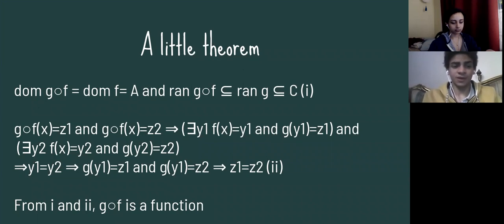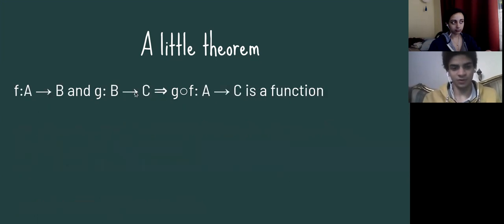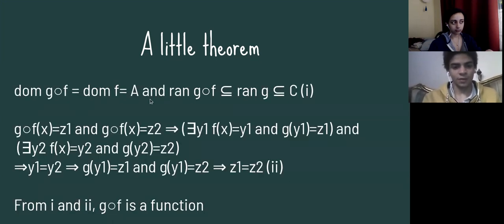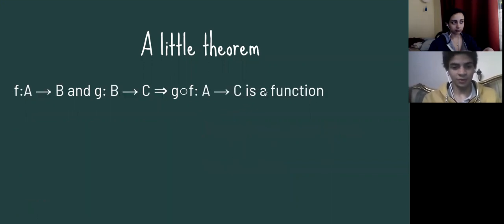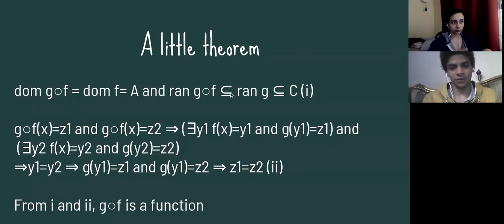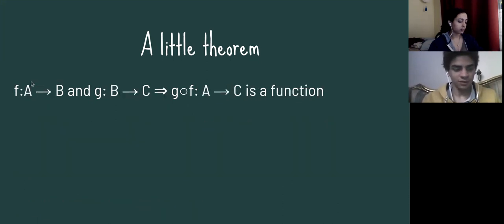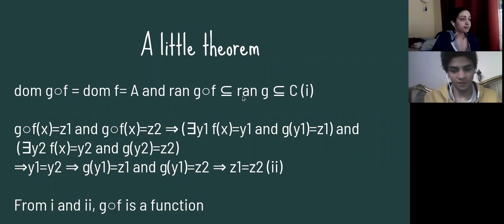So first, the domain of G composite F is the same as the domain of F. And so that would be equivalent to A. The range of G composite F is a subclass of the range of G. And I know that the range of G is a subclass of C. Then the range of G composite F, which is a subclass of range of G, would be a subclass of C. So that's the first thing that tells me that this is a function. This is the first condition, that the domain of G composite F equals A, and that the range of G composite F is a subclass of C. So that's the first condition for it to be a function.